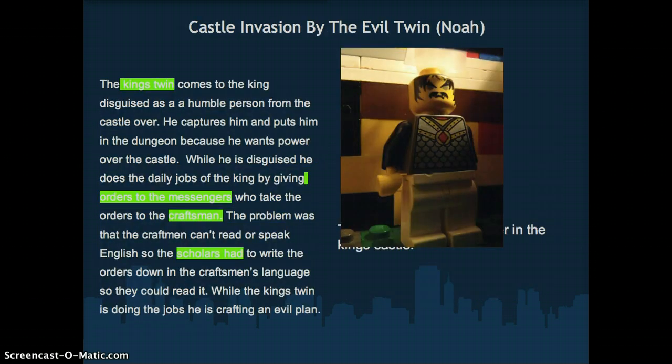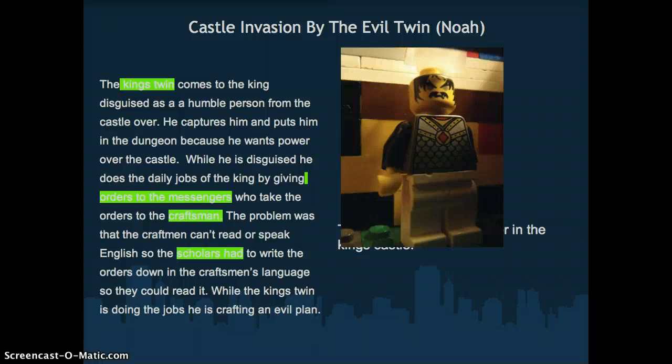The king's twin comes to the king disguised as a humble person from the castle over. He captures him and puts him in the dungeon because he wants power over the castle. While he's disguised, he does the daily jobs of the king by giving orders to the messengers who take the orders to the craftsmen. The problem was that the craftsmen can't read or speak English, so the scholars had to write the orders down in the craftsmen's language so they could read it.